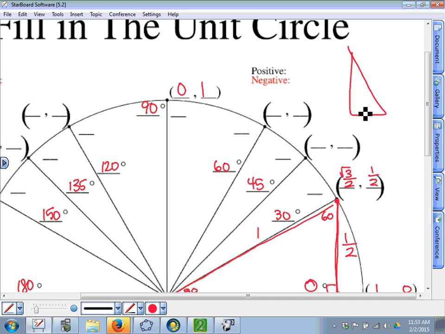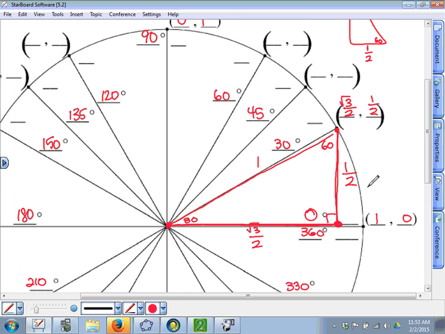So we had a 30, 60, 90 triangle, right? Well, the x has to be the horizontal component, and y has to be the vertical component. Does that make sense? Yes.